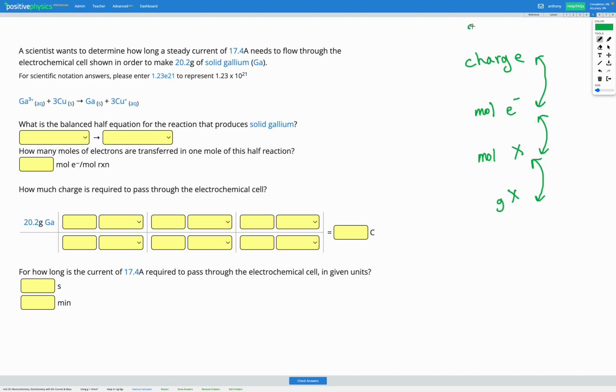We're also going to be using the Q equals IT equation in order to use our charge to find out either the current or the time. So those are the steps we're going to be using.